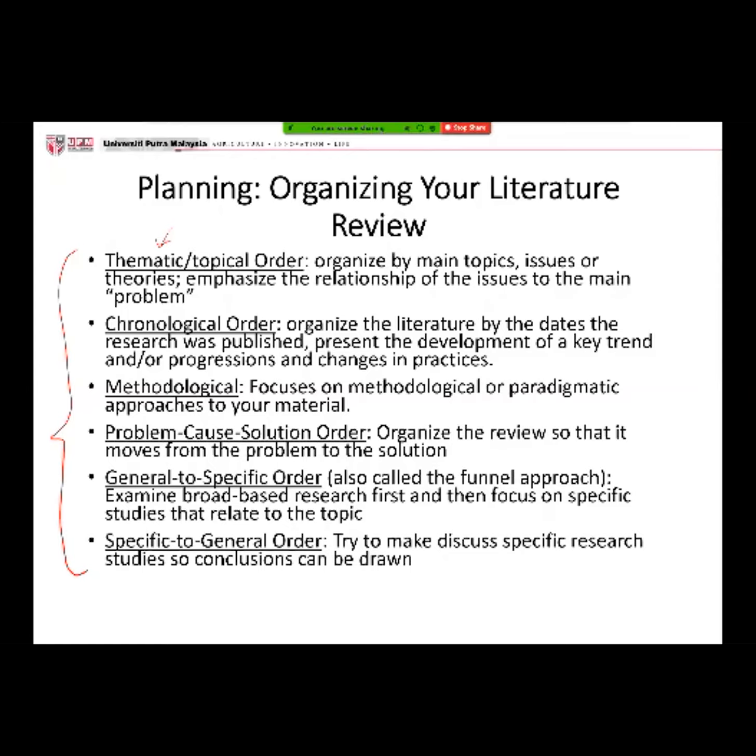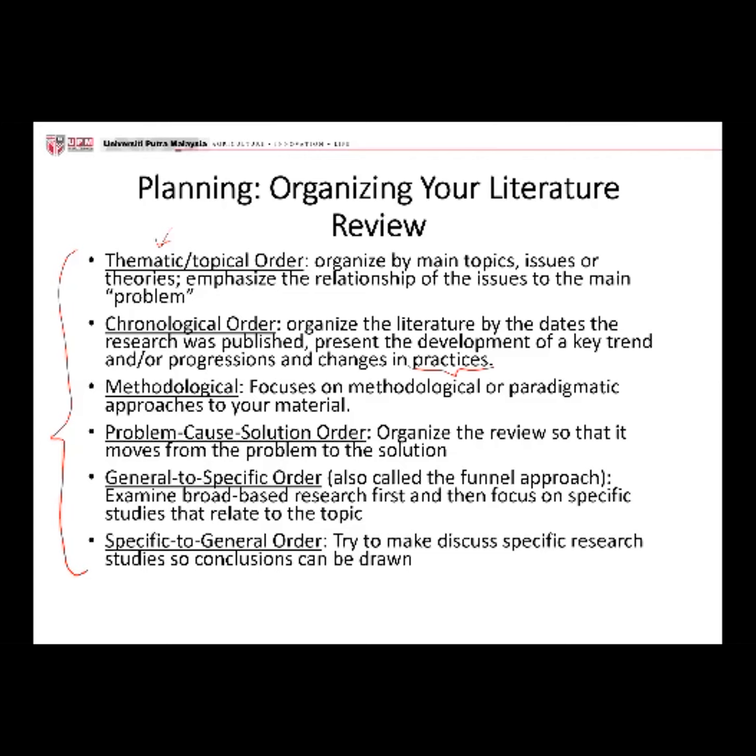Otherwise, if you do chronological order, chronology is related to time, remember? So you either organize the literature according to the dates, or for example, if you have something in terms of practices or law maybe, you can present it in a progression of time. So let's say you start with the early 19th century, for example, don't go that far back, but just as an example. Or you could do methodological, or problem, cause, solution order. There are a lot of different orders actually.